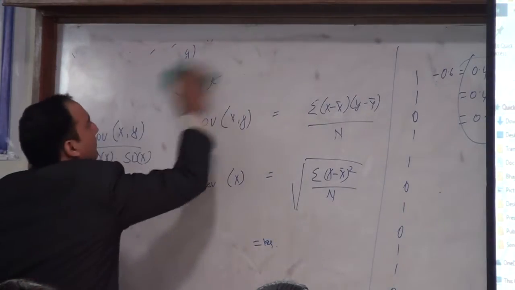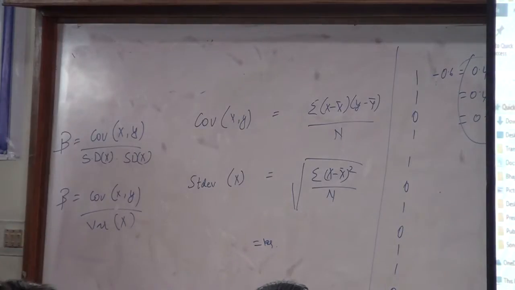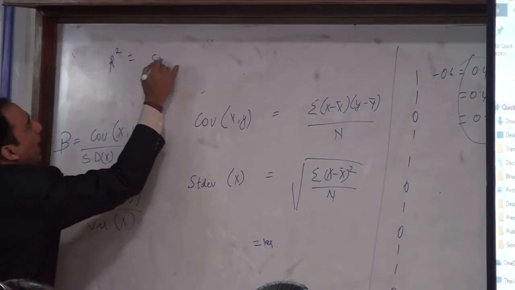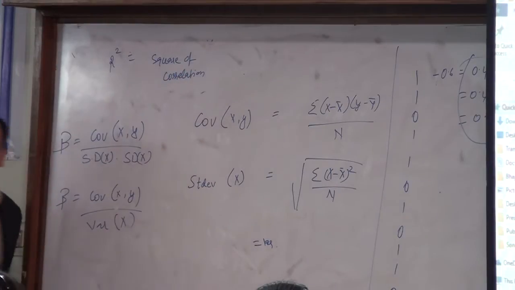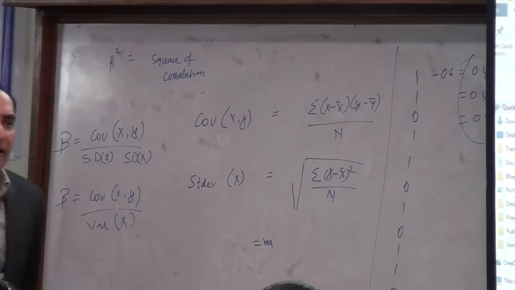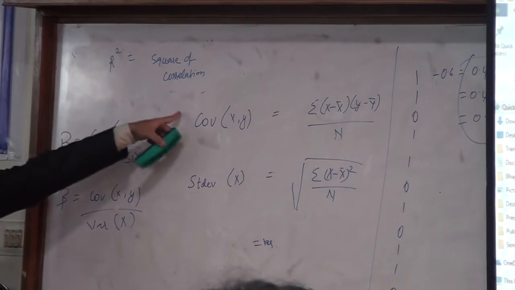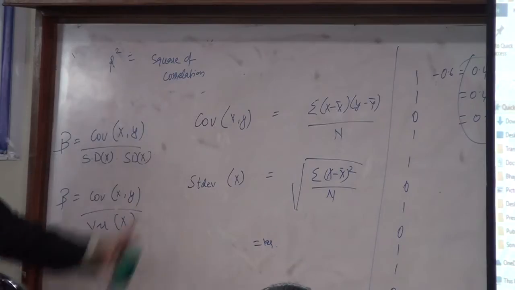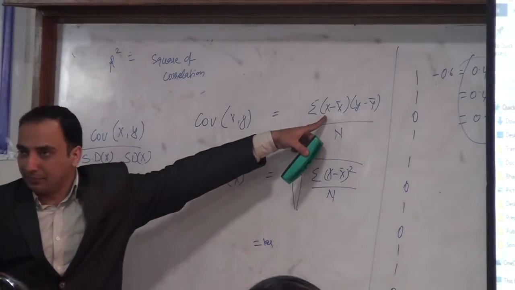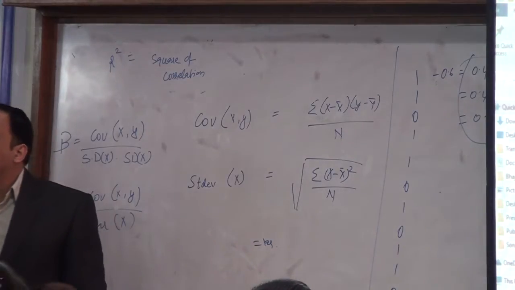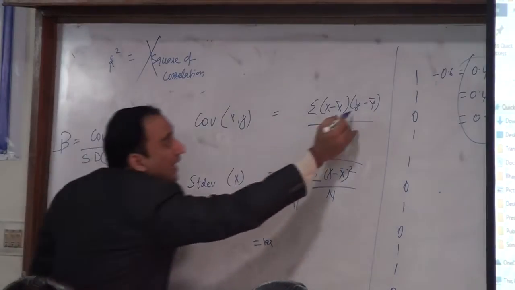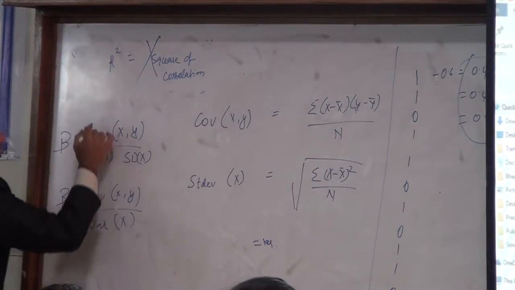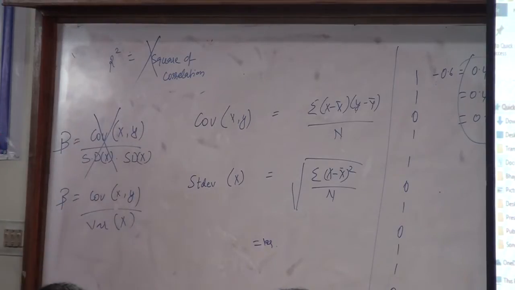One more thing: R square. In regression, we have something called r square. R square is nothing but the square of correlation. So in regression, we have two things: beta and r square. Beta is this, r square is the square of correlation. If my independent variable is a dummy variable, r square does not make sense. But if my dependent variable is a dummy variable, then r square also does not make sense, and beta also does not make any sense.